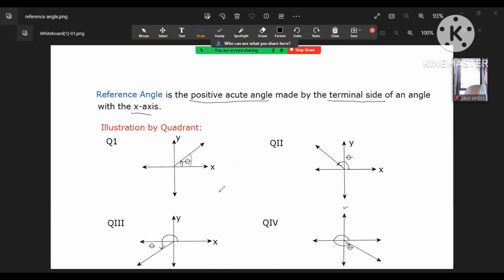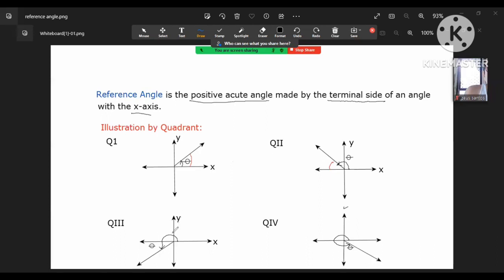Okay? Now, what if the angle is in quadrant 2? So, nandito yung terminal side natin. Nasaan ang reference angle natin? Di ba? Terminal side with the x-axis, acute angle na nabuo ni terminal with the x-axis. So, nasaan yun? Eto. Ayan ang kanyang reference angle.